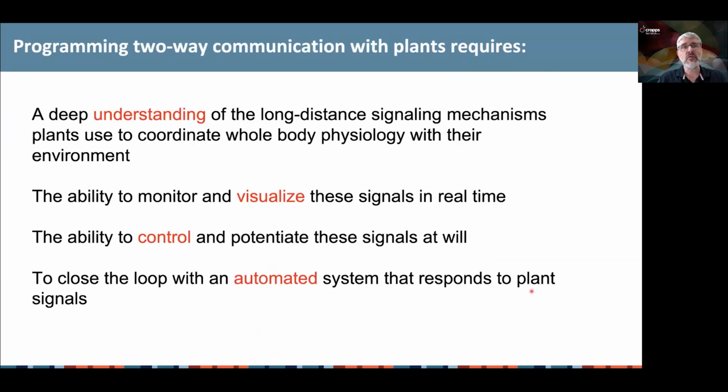Now, to program two-way communication with plants, we need to do several things. We need a deep understanding of the long-distance signaling mechanisms plants use to coordinate whole-body physiology with their environment. We need the ability to monitor and visualize these signals in real time, the ability to control and potentiate these signals at will, and to close the loop with an automated system that responds to plant signals.